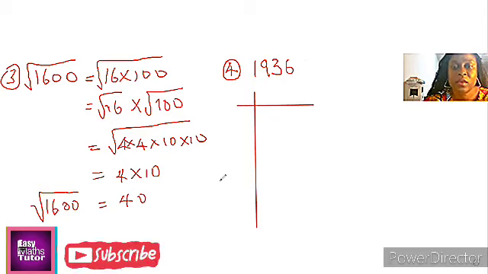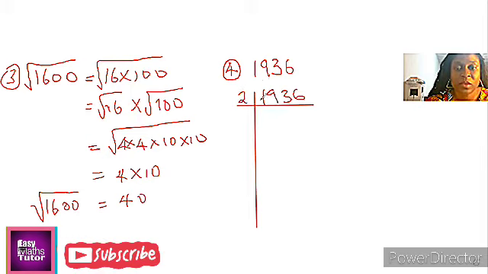So I will say 1936. So let's try. Okay, let's start from 2. 2 is the simplest number that we'll get across. So we say 19 divided by 2 will give us 9, remember 1. 13 divided by 2 will give us 6, remember 1. 16 divided by 2 will give us 8.